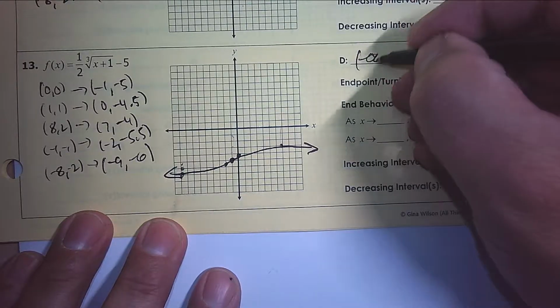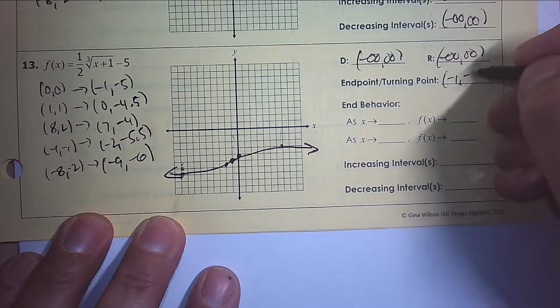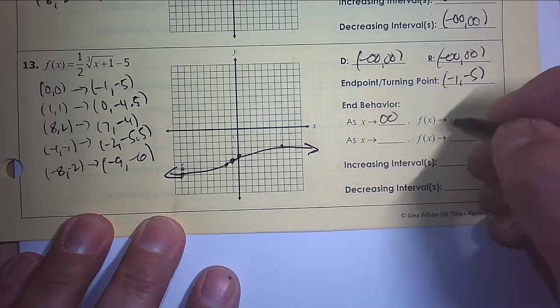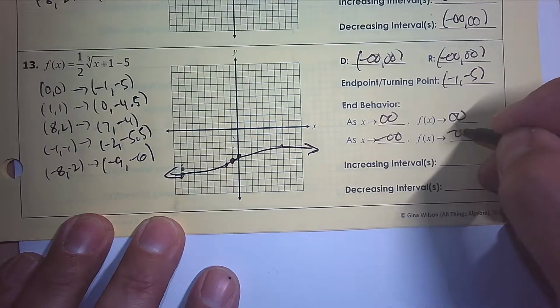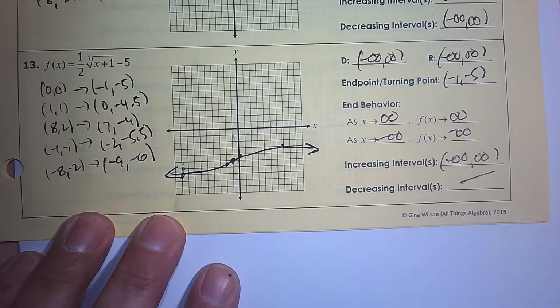All right, domain and range. Always increasing, never decreasing. Mr. D Math, over and out.